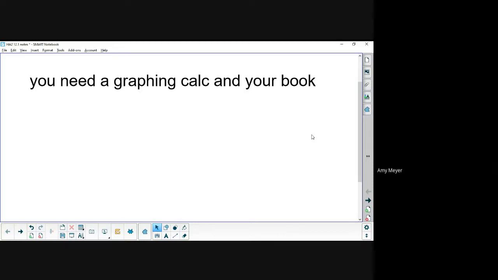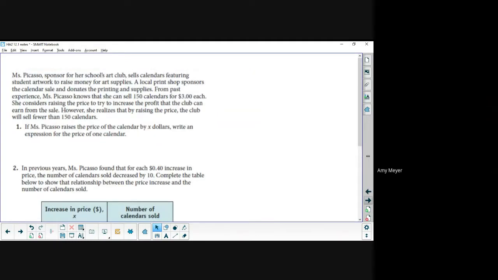Anybody? A reader? Thanks, Jonathan. Miss Picasso, sponsor for her school's art club, sells calendars featuring student artwork to raise money for art supplies. A local print shop sponsors the calendar sale and donates the printing and supplies. From past experience, Miss Picasso knows that she can sell 150 calendars for $3 each. She considers raising the price to try and increase the profit that the club can earn from the sale. However, she realizes that by raising the price, the club will sell fewer than 150 calendars. Thank you.